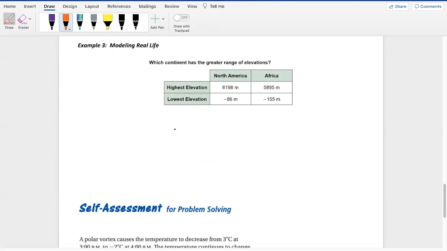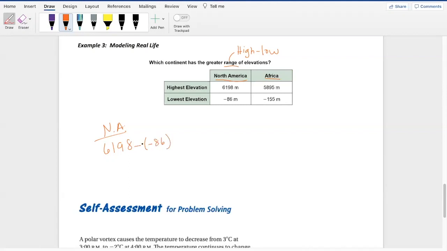Okay, we have a couple problems, a little word problem here. Which continent has the greater range of elevations? To find a range, we have to do a subtraction. So we're going to compare North America and Africa. And for the range, we can subtract the high minus the low. All right, so for North America, the problem I'm going to be doing is the highest elevation, 6,198, minus the lowest.